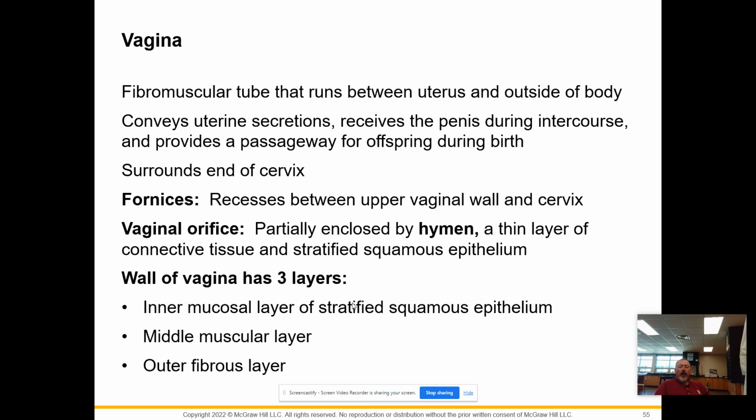So the wall of the vagina has three different layers. It has the inner mucosal layer. This is going to be stratified squamous epithelium. Stratified because there's many layers of this. Squamous, they're very flat. These cells are shed. The environment here is quite acidic, and due to the acidity, it's going to be its own type of spermicide, preventing reproductive cells from being able to stay there long term.